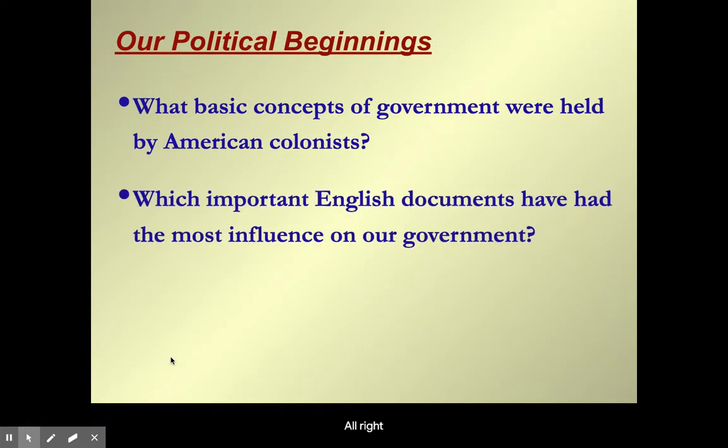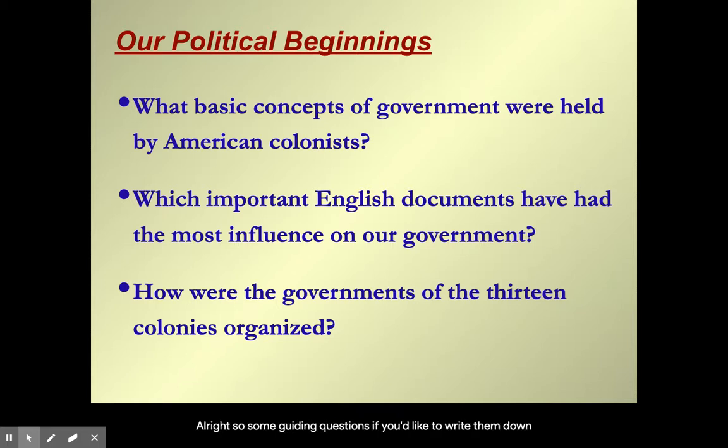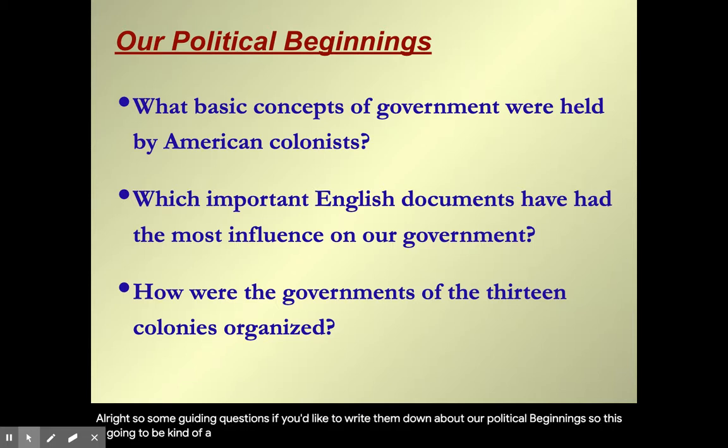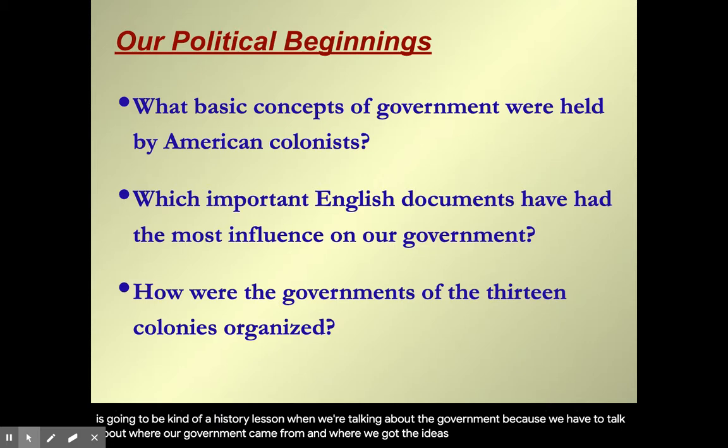All right, so some guiding questions if you'd like to write them down about our political beginnings. This is going to be kind of a history lesson when we're talking about the government, because we have to talk about where our government came from and where we got the ideas to create our Constitution.